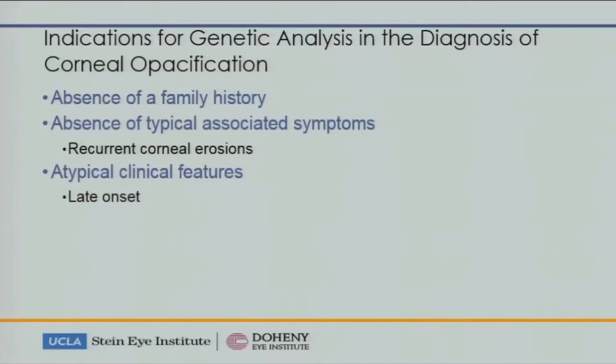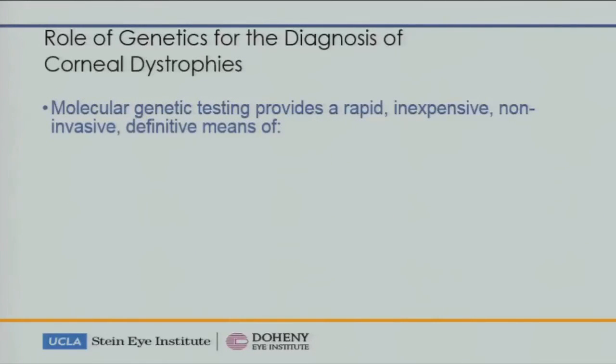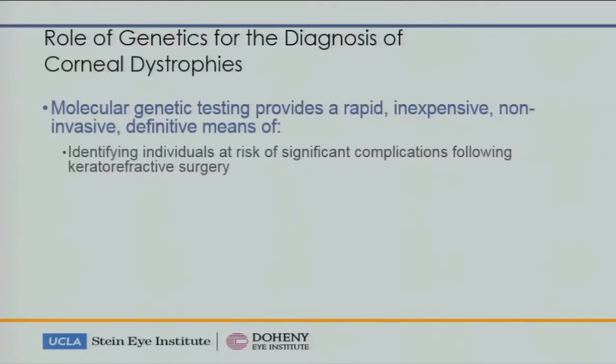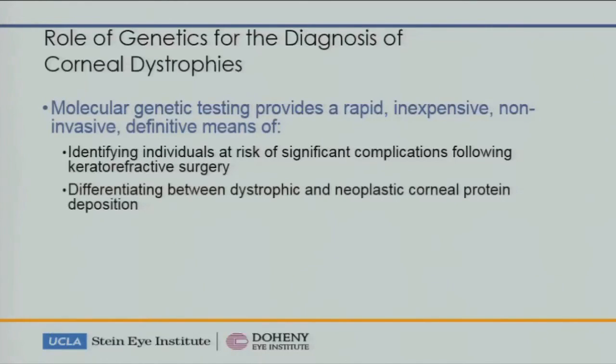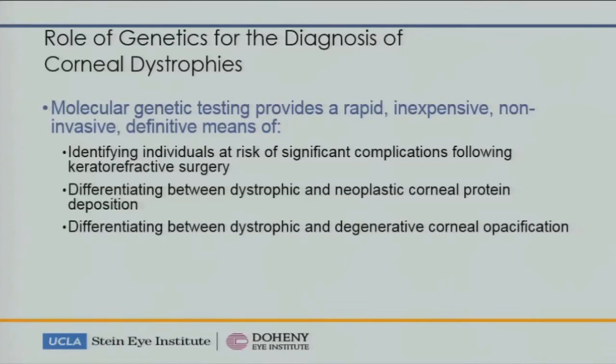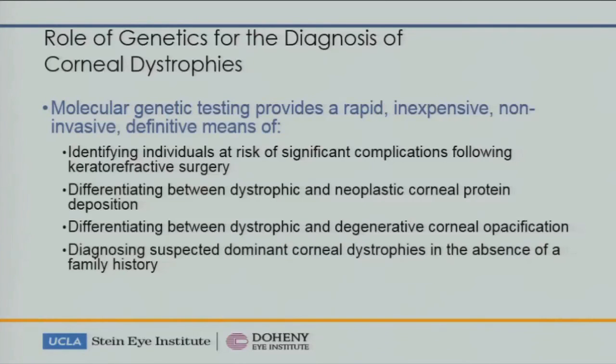Atypical clinical features: late onset, unilateral or markedly asymmetric involvement. Molecular genetic testing provides a rapid, inexpensive, non-invasive, definitive means, probably the most definitive means, of identifying individuals at risk of significant complications following keratorefractive surgery, as we saw exacerbation of any of the TGF-beta dystrophies or ectasia in the patient with a posterior polymorphous corneal dystrophy. And a useful means of differentiating between dystrophic and neoplastic corneal protein deposition, differentiating between dystrophic and degenerative corneal opacification, and diagnosing suspected dominant corneal dystrophies in the absence of a family history.